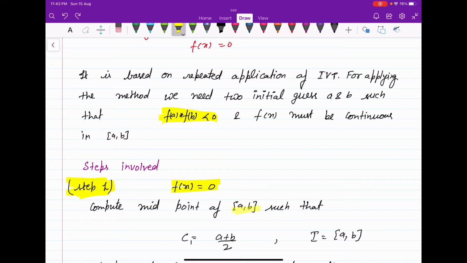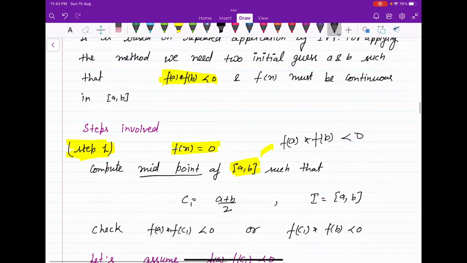We know by the intermediate value theorem that the root is lying inside the interval (a, b). That means f(a) times f(b) is less than 0. So we'll start with the first step, where we compute the midpoint of the interval (a, b).